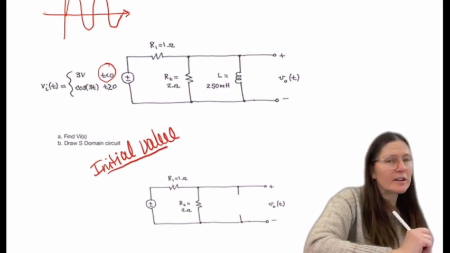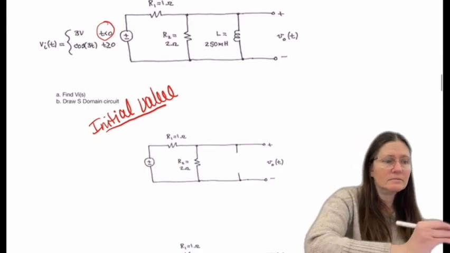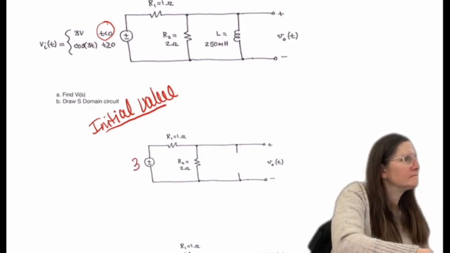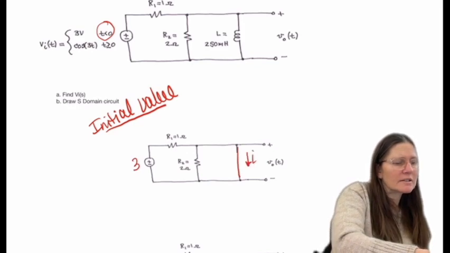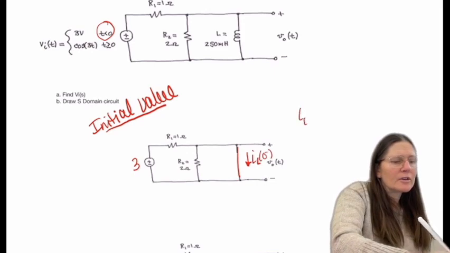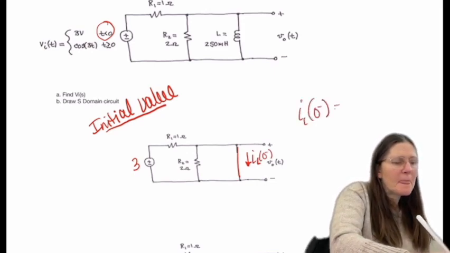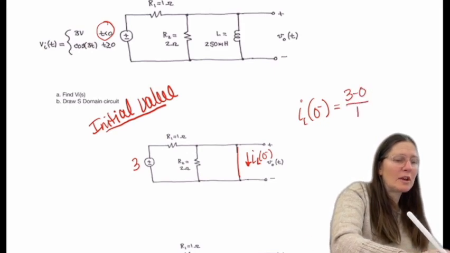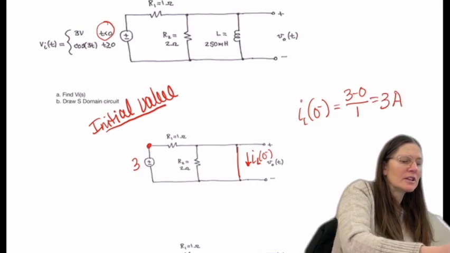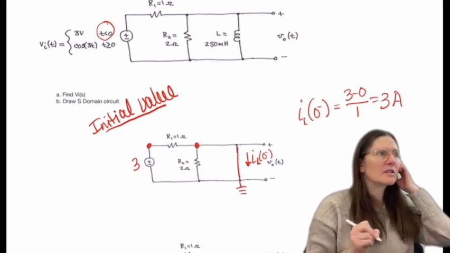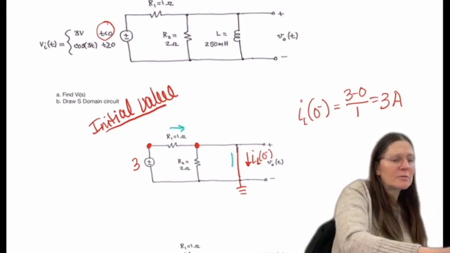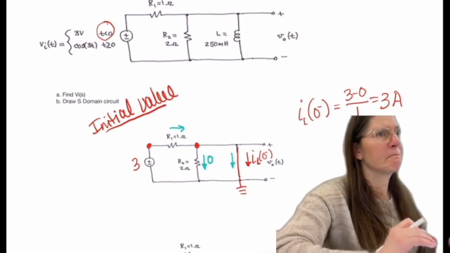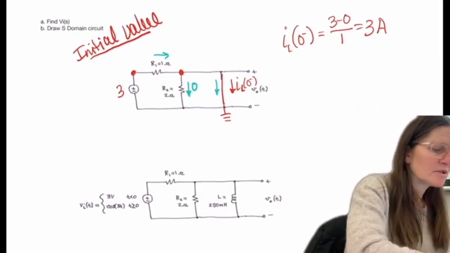All right, so initial value here. What are you going to do for the source? What value? 3 volts. Thank you. And what do you do with the inductor? Set it to a short. Correct. And then we need to find this IL going through here at 0-. So what is IL of 0-? 3 minus 0 over 1 for 3 amps, right? Because you're taking this voltage minus this voltage, which is ground. And this current is going to be the same as that current. And this current is going to be zero, correct. Okay, so those are our initial values. So when we redraw this, what do we do?